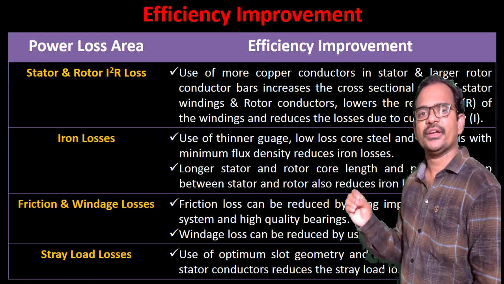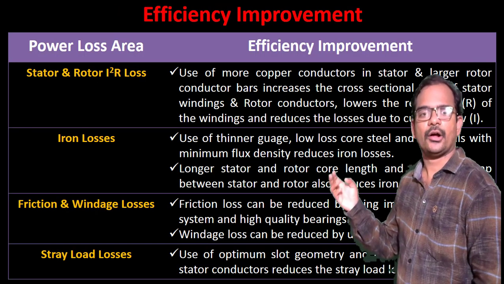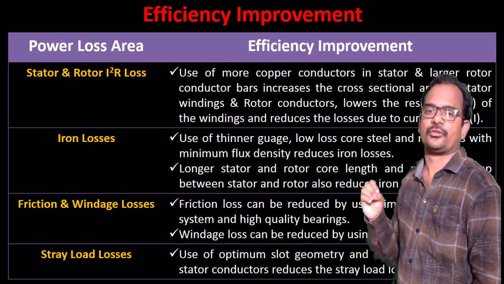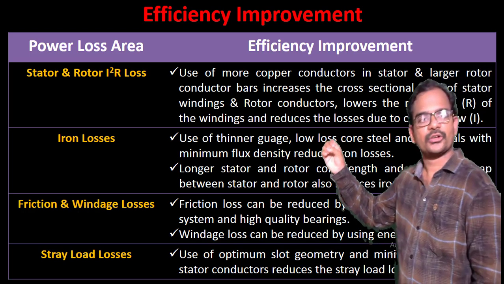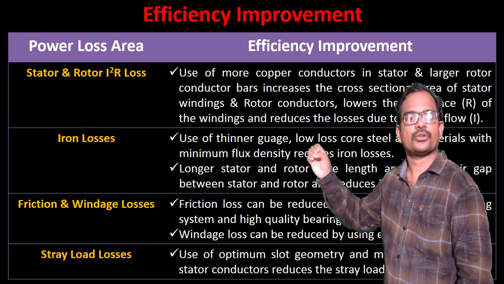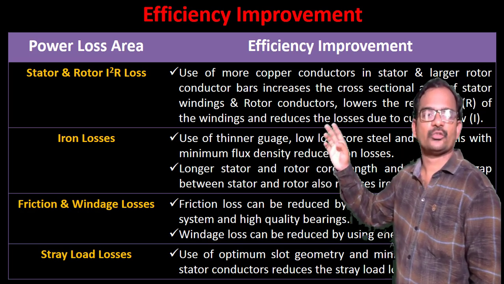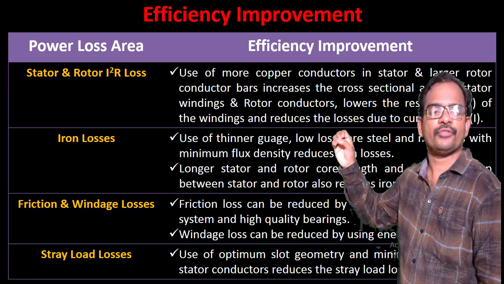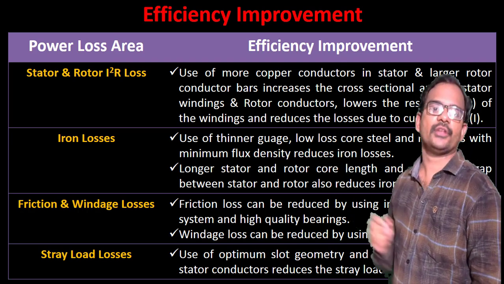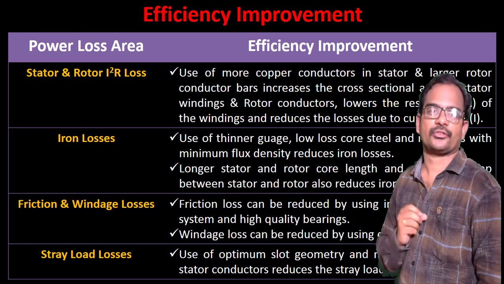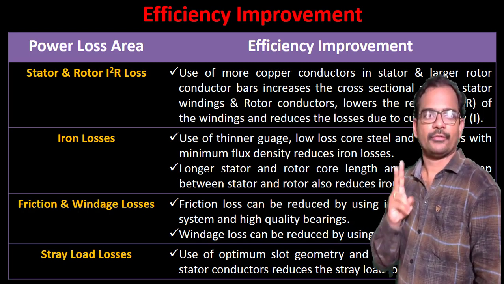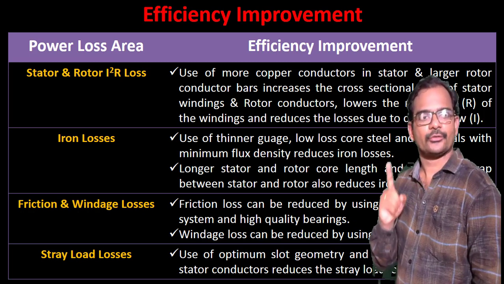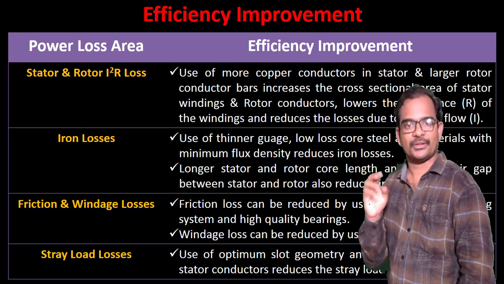Now let us see how we can improve the efficiency, that is, how we can reduce the power loss. You can see the significant loss in the motor is stator and rotor copper losses, that is I square R losses, which account for 50 to 55% of the total losses. So how can we reduce these losses? By improving two things. One is by using quality material, and also by improving the design specifications.